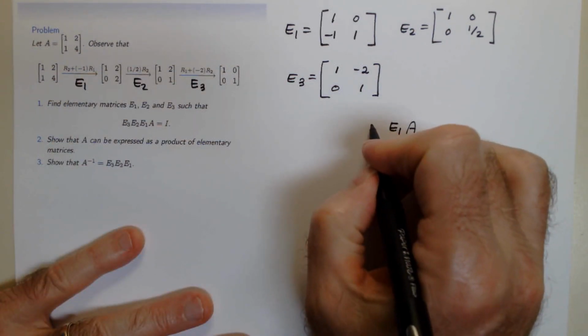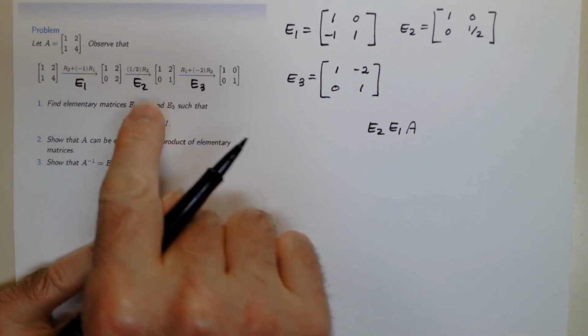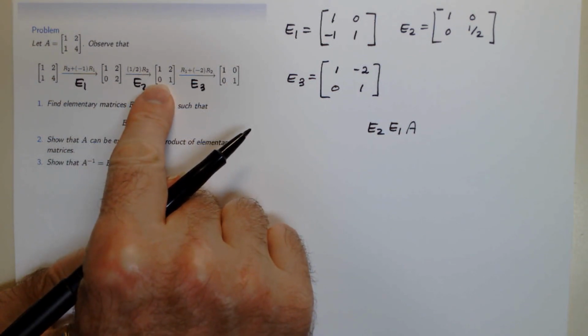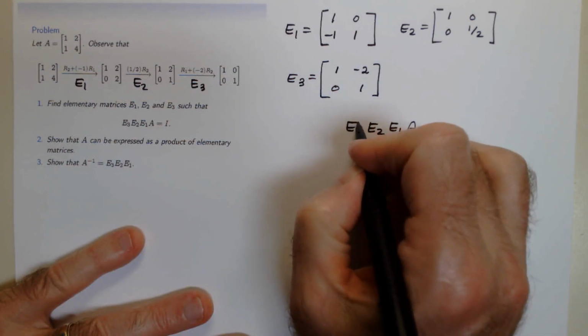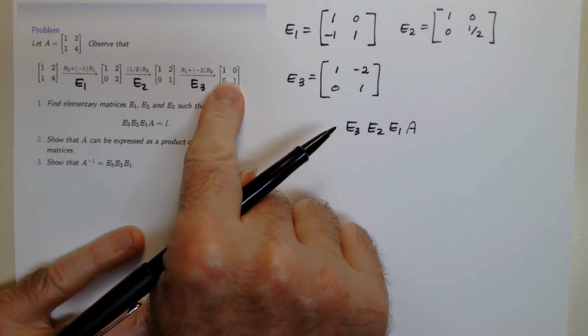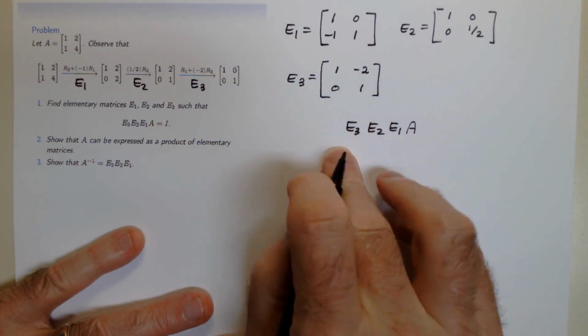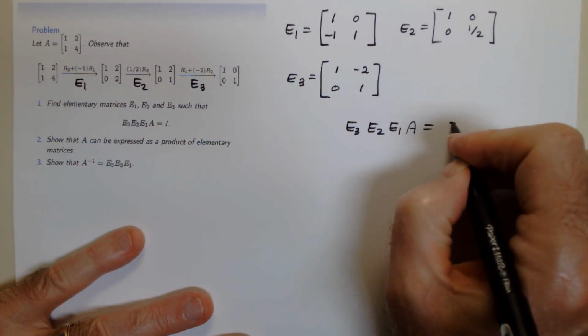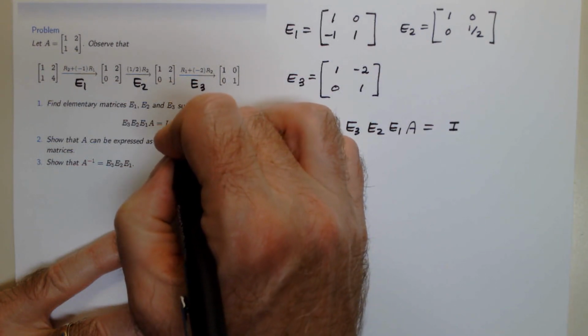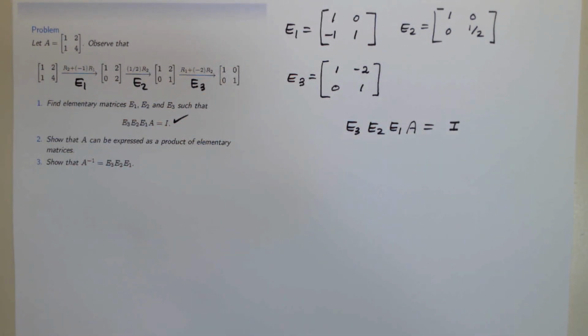And then if I apply E2, I'm going to go from there to there. And then if I apply E3, I'll go from that matrix to that matrix. And that means that this multiplication will produce the identity matrix. And that's what we wanted to show in this first part.